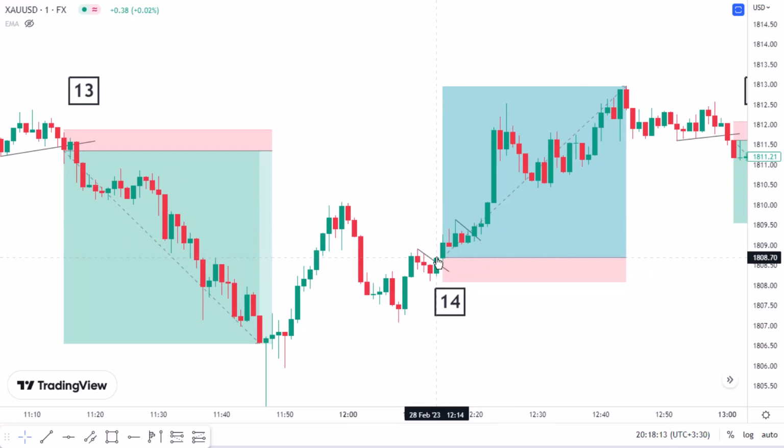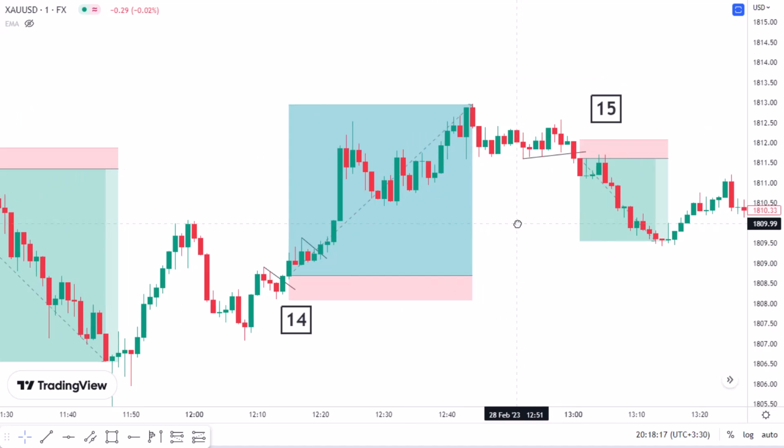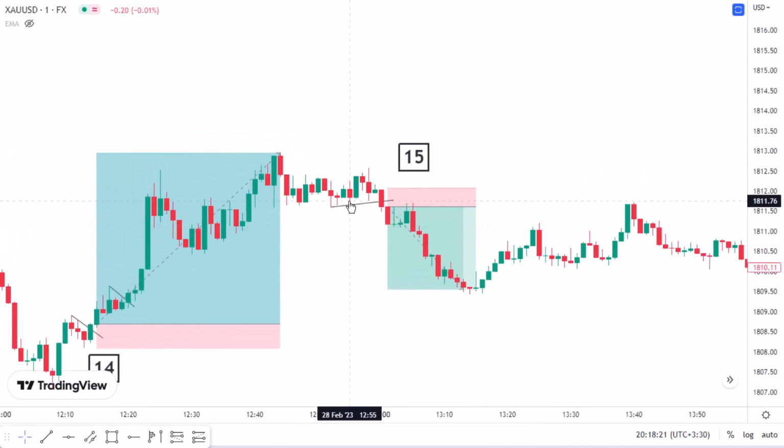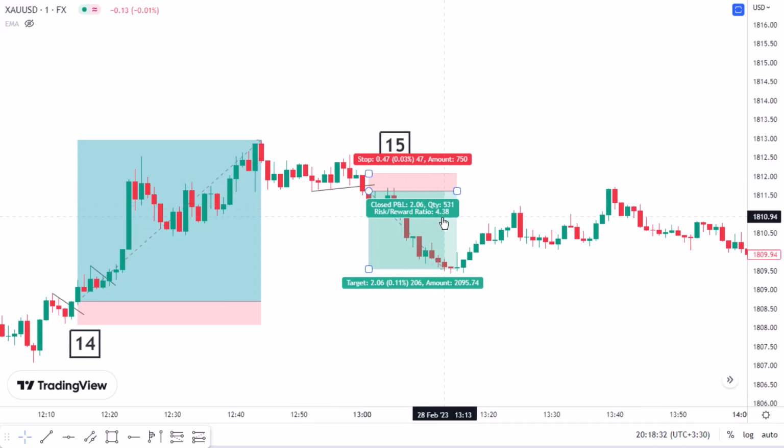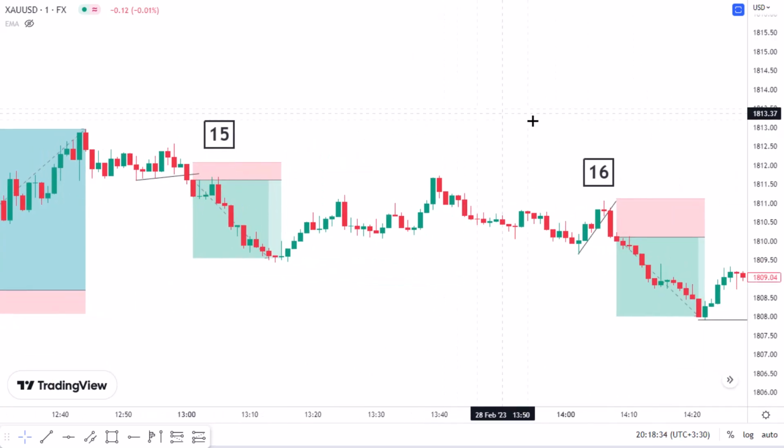This green candle breaks this trend line. We enter the buy position, set our stop loss, and it gives us a reward of 7. On the trade 15, we have a trend line here with 1 touch, 2 touches. On the third time it breaks it here, we enter the sell position, put our stop loss above that candle, and it gives us a reward of 4.4.